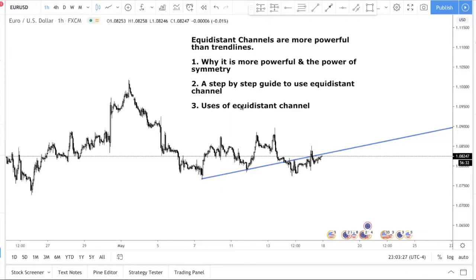Why is it more powerful, and the power of symmetry? Just a moment. Sorry, I'm just a little bit under the weather, down with flu, but let's talk about point number one. Why is it more powerful?